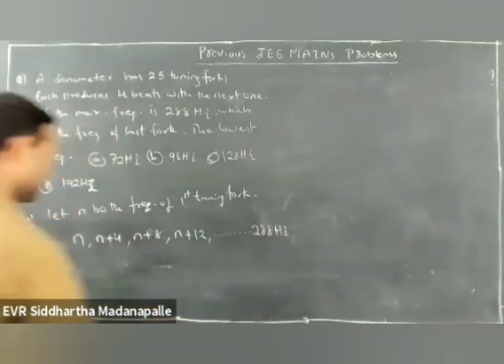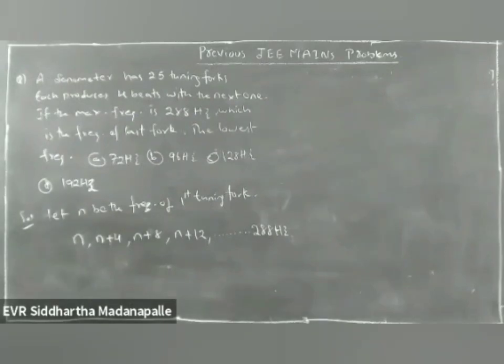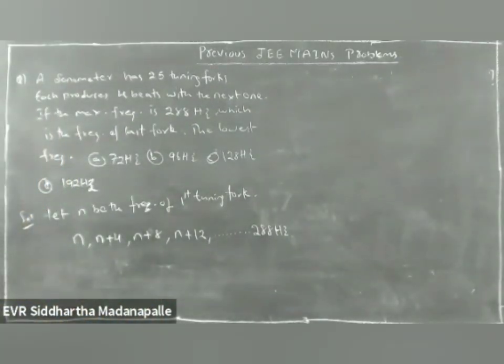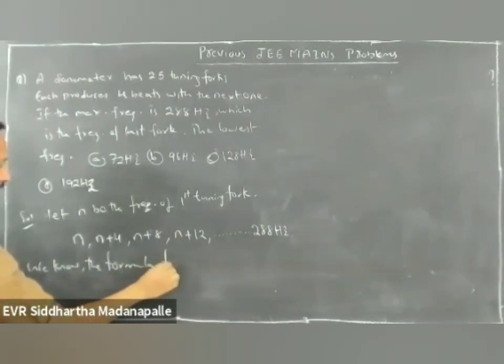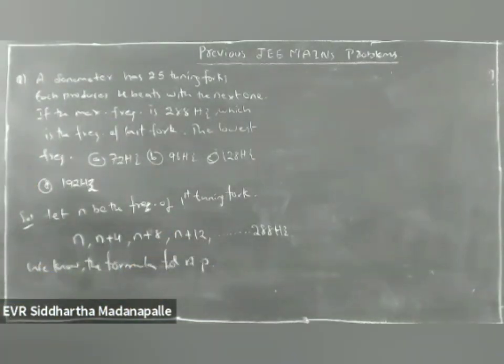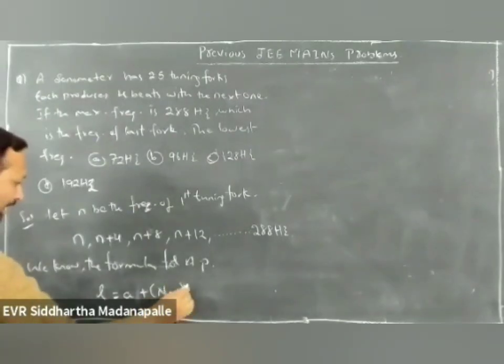288 Hz. Now, this is in the form of AP, arithmetic progressions, right? So here we know the formula. We know the formula for arithmetic progressions. In the formula, L is equal to A plus of capital N minus 1 into R.